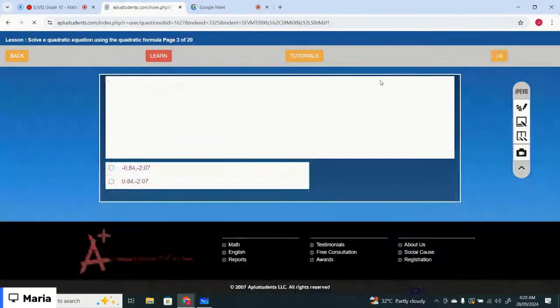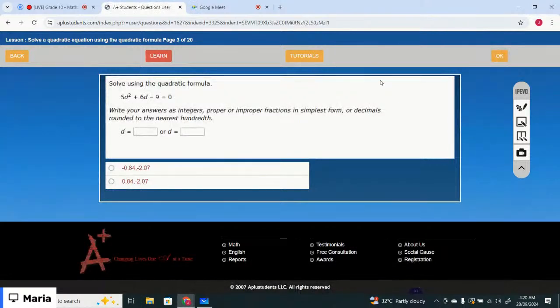Okay, 5d square plus 6d minus 9, which is the correct option?